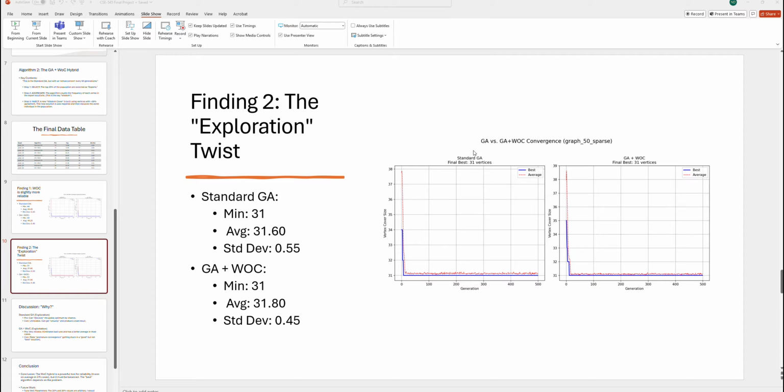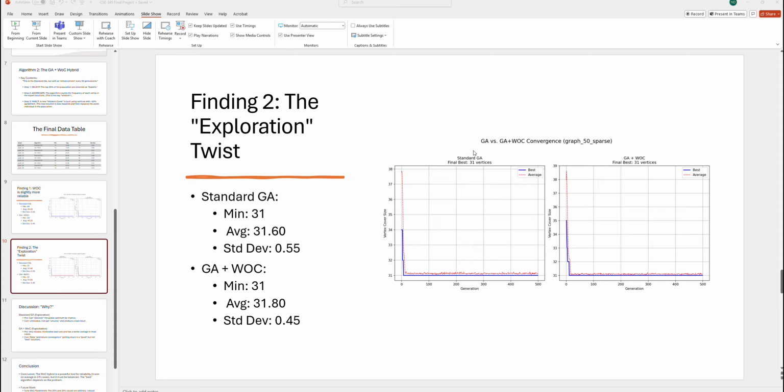Now let's look at the genetic algorithm plus wisdom of crowd algorithm that was supposed to be smarter, but in this case was consistently worse. It had an average of 31.8. The exploitation strategy found a good solution, but it got stuck. It never found the better solution that the standard genetic algorithm was able to discover through pure chance.